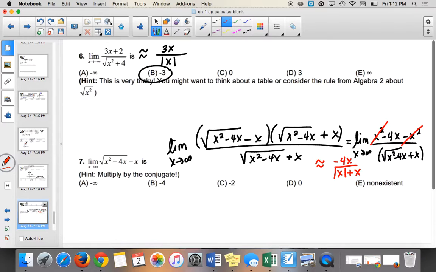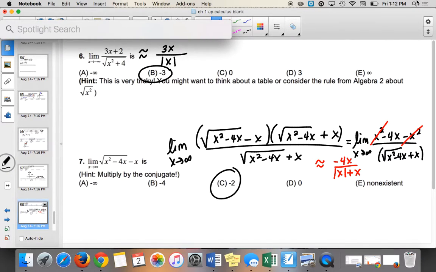What do we think? Plug in a big number, like 100? Negative infinity. Nope. Well, negative 400 over, if I plug in 100, 200, which is negative 2. Do you guys want to see this one with the table of values? Let's do that. So what if I go to my little calculator here?